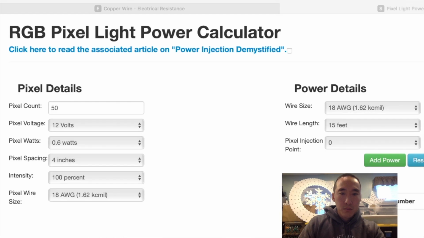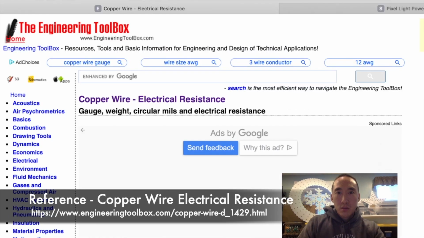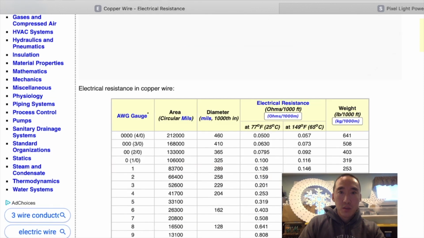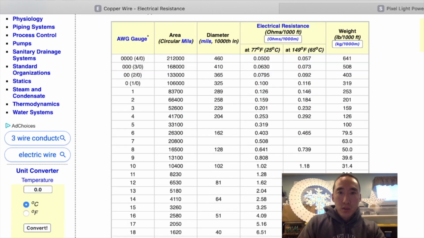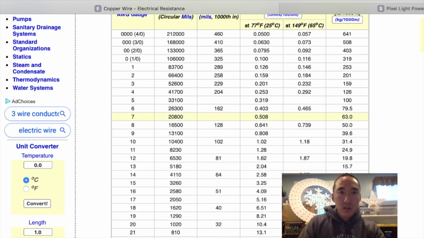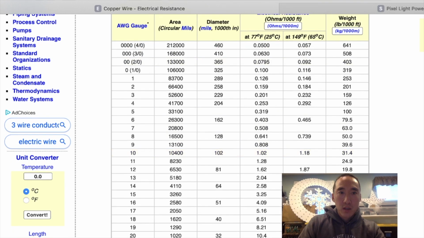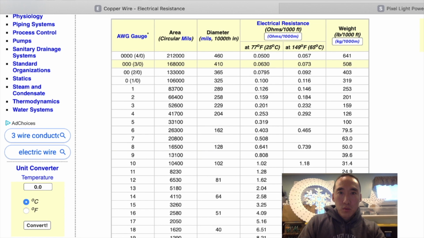So let's go ahead and switch over to the browser. This URL is also in that table. It's engineeringtoolbox.com. Over here they have a reference table for electrical resistance in copper wire. This is assuming a certain temperature, so we'll take a look at the nominal temperature here, 77 degrees Fahrenheit here in my house. And as we scroll down, this is the effective electrical wire gauge in this left column, and then the resistance per 1,000 feet in this column here.